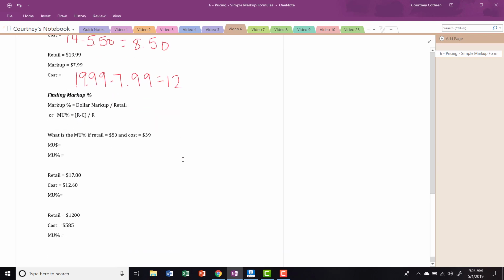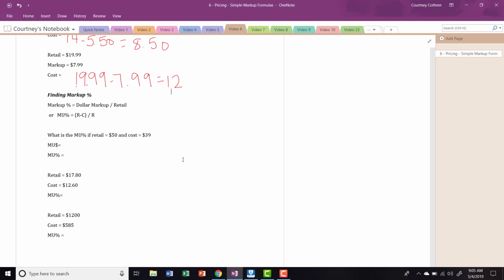Okay, and out of all of these things, the one that I think is probably the very most important, and the one that I definitely used every single day when I was a buyer, was how to find markup percent. So markup percent is a function of retail. Some companies will look at markup percent as a function of cost, but generally retailers look at markup as a function of retail. So all it is, you take the dollar markup divided by the retail.